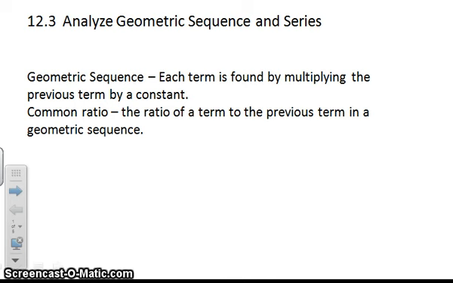Alright, so with a geometric sequence, we are multiplying each term by a certain number to get the next term. So with arithmetic, which we've just finished, with arithmetic sequences, we added to get each new term. And with geometric, we are multiplying by the same number to get each next term.